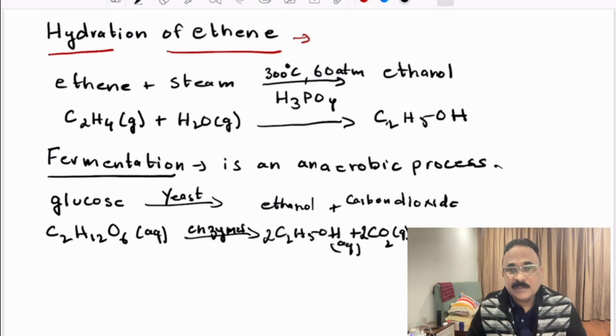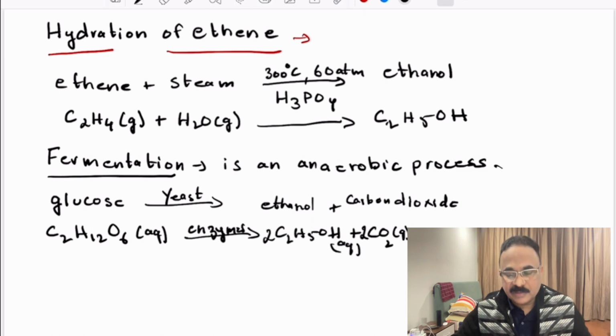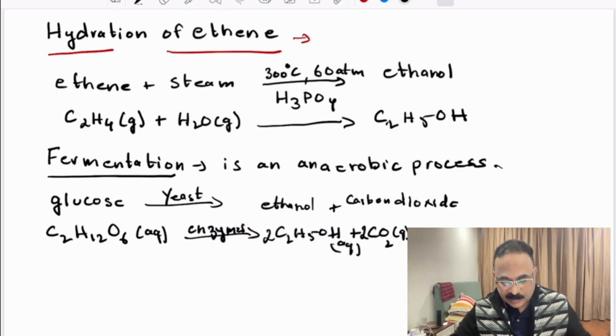Sometimes a question is asked in the IGCSE exam or CBSE exam: which method is better and why? Both methods are okay in a way, but there are some advantages and disadvantages. The advantage of fermentation is that ethanol is made from a renewable resource like glucose, coming from fruits and so on. That's a renewable resource, whereas ethene comes from a non-renewable resource like petroleum. So that's the advantage of fermentation.